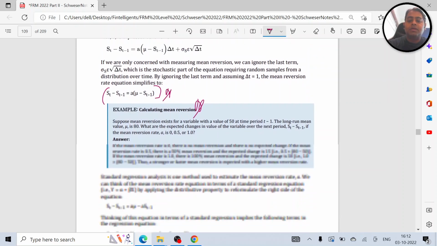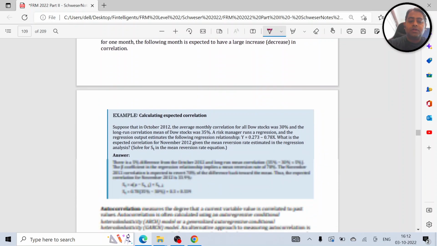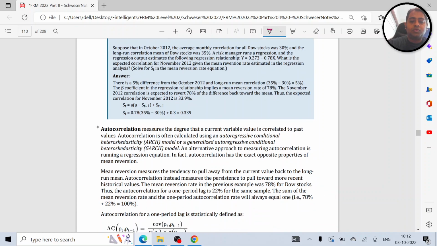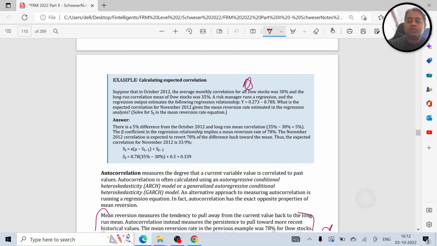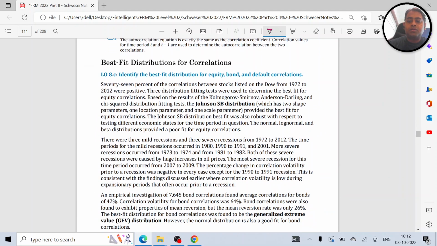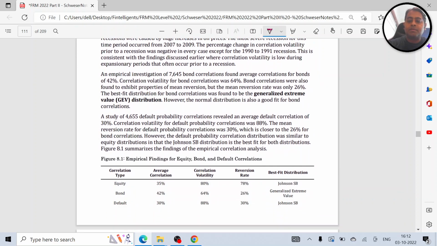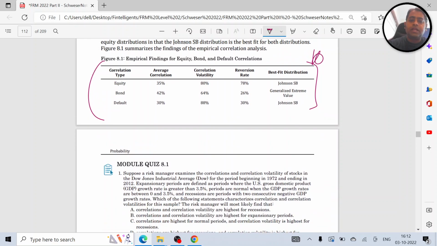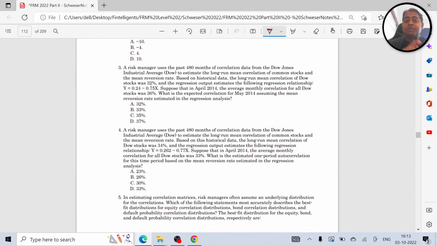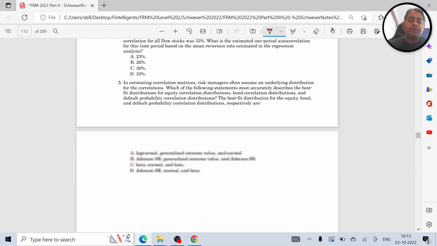And this sum is important. Autocorrelation as a concept, you should be clear. And mark this question as also star. Best fit part, if you could remember, just remember this table. Rest everything is not required. And I'm not talking about the numbers as such, I'm only talking about the best fit distribution. Okay. This best fit distribution has been tested in the exam.